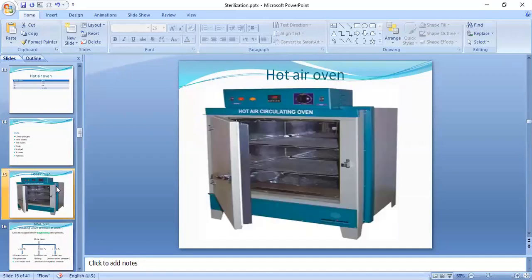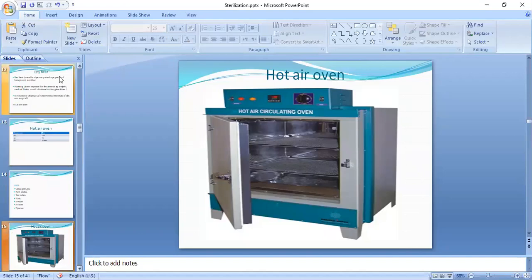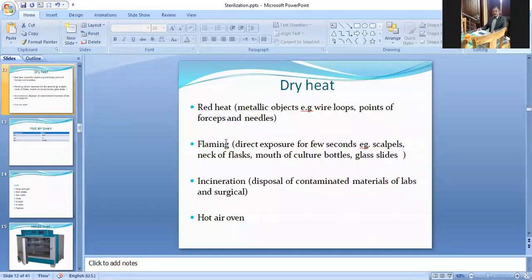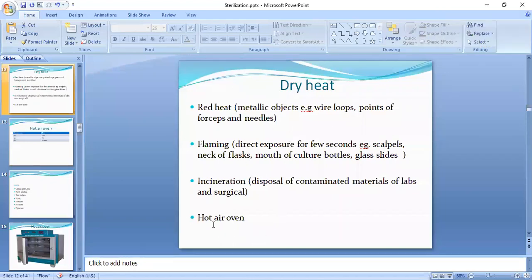So this was the dry method. The hot air oven is a dry method, and the other dry methods were these: the red heat, flaming, incineration. So these are the four methods of dry heat by which the sterilization process happens.